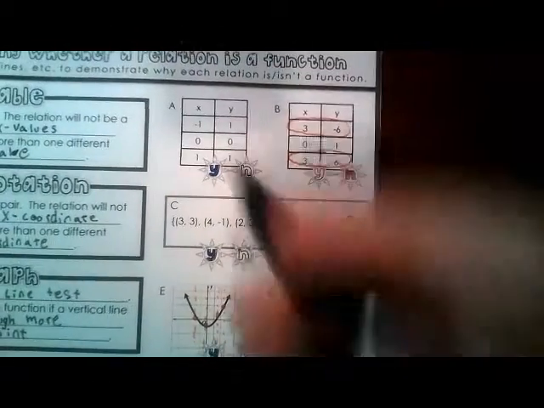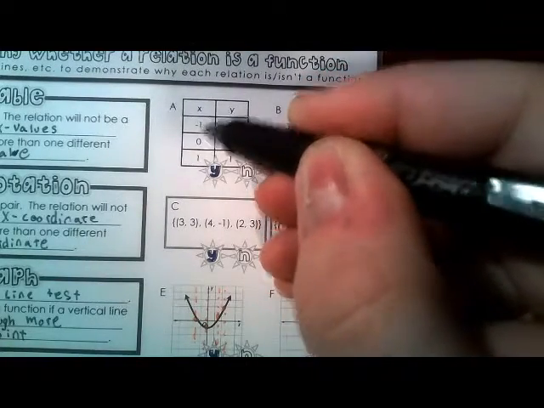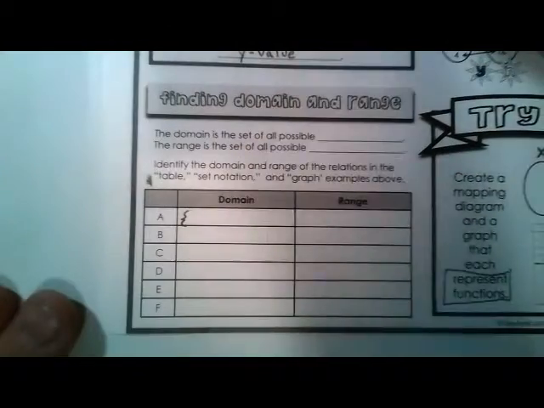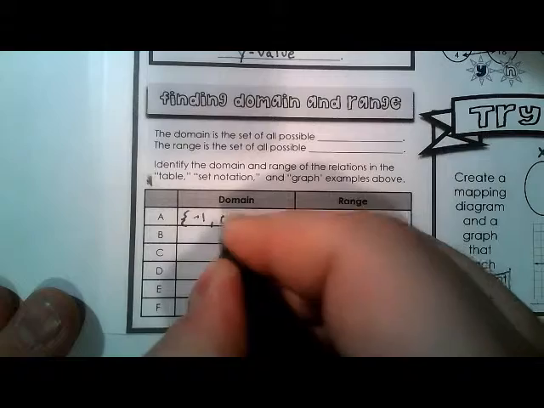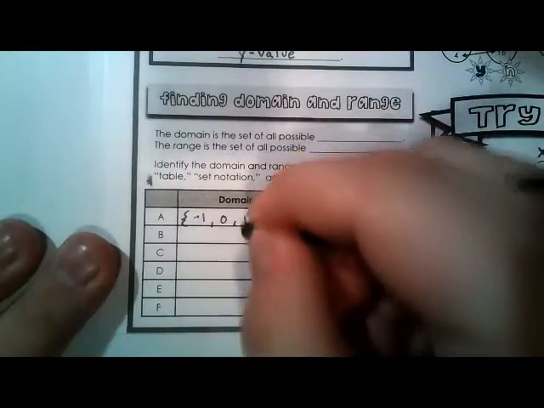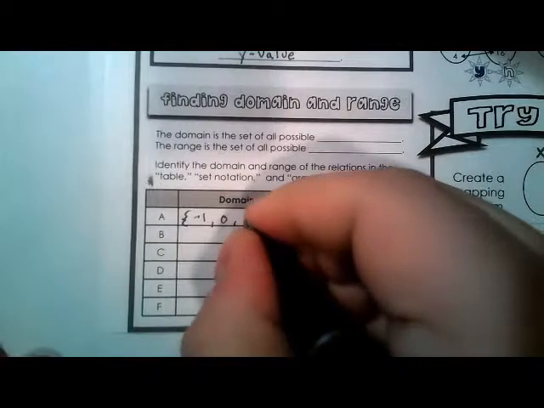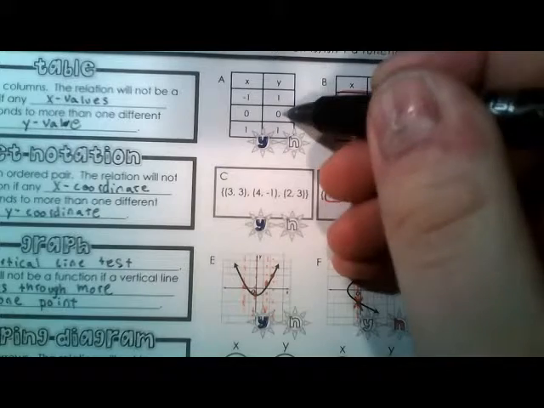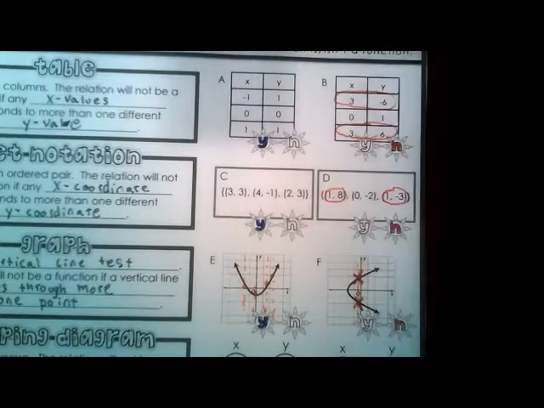And if you're asked to list the domain for A, list all the x values: -1, 0, +1. The range, that's the list of, oops, sorry, that's got to be a curly brace. The range is the list of y values. So 1, 0, 1.